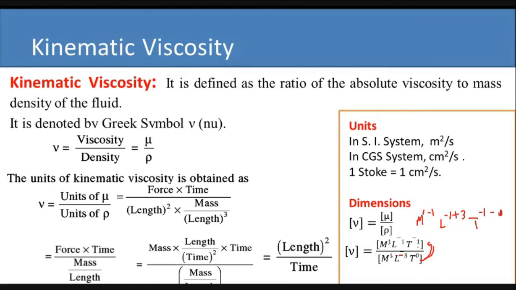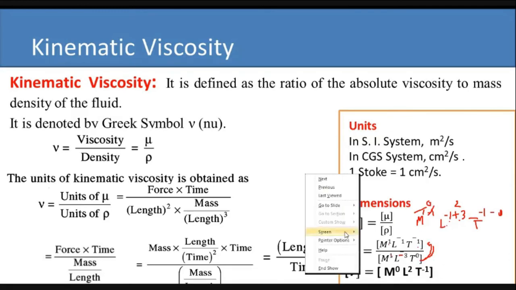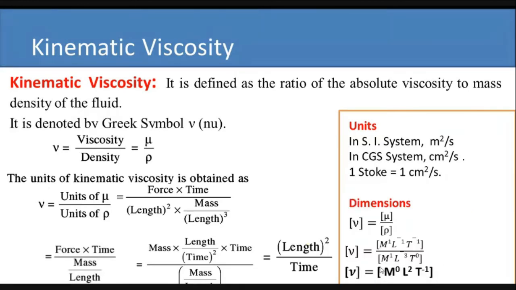So this plus 1 minus 1 will cancel, so we will have M to the power 0. This minus 1 plus 3 gives plus 2, and T to the power minus 1. The dimension is M0 L2 T minus 1. Remember, the dimensions are M0 L2 T minus 1 for kinematic viscosity of the given fluid. Any doubt about this property, kinematic viscosity? Any doubt related to this?